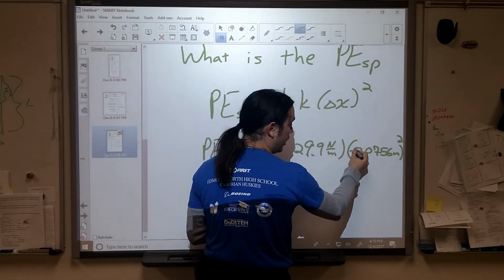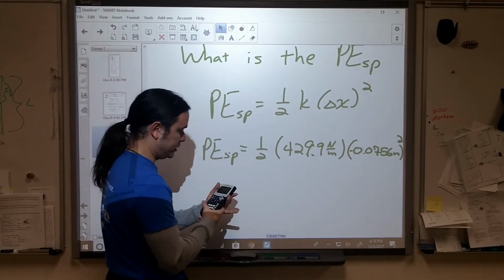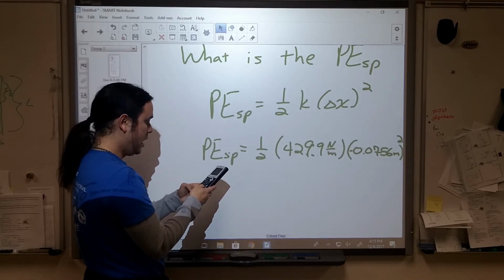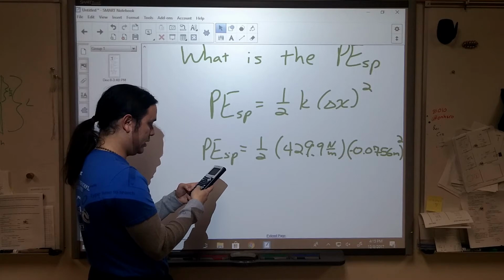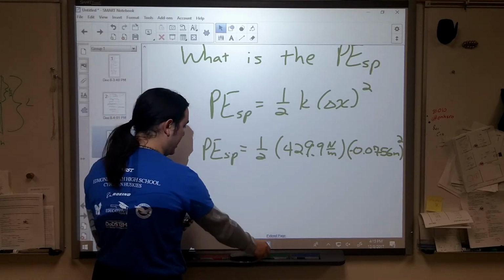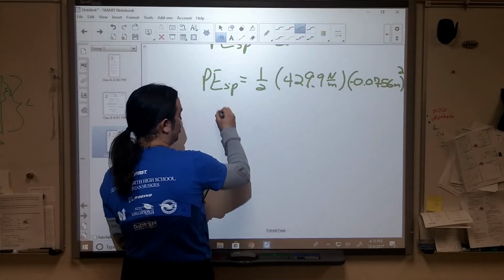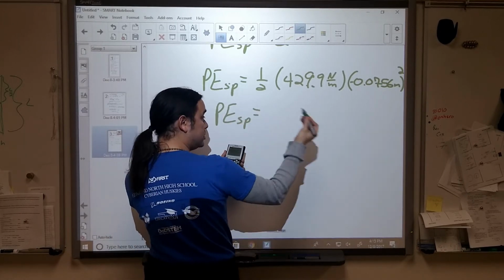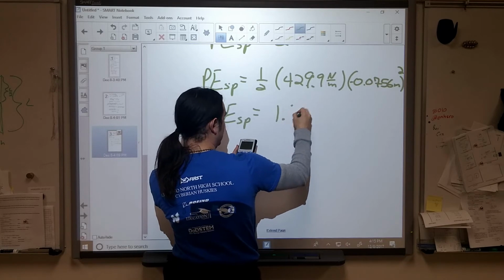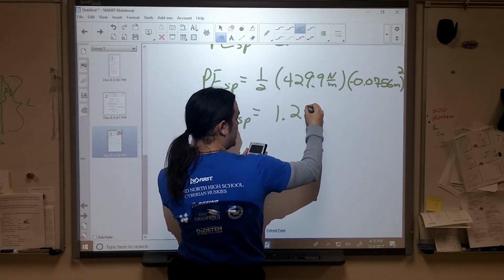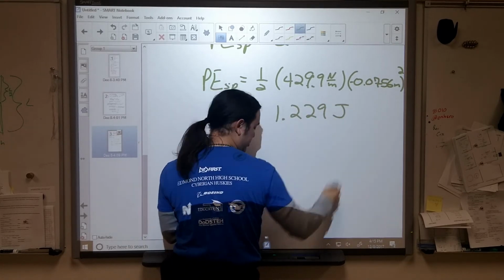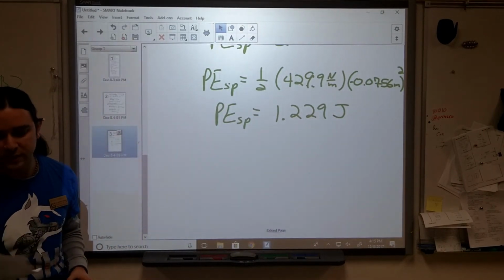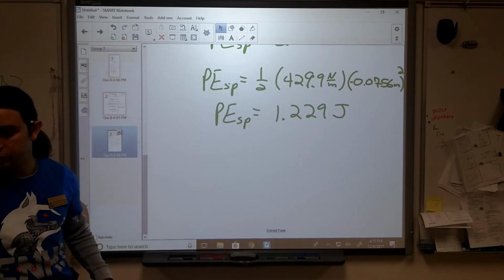Technically, you may be right. There's a negative there, but when we square it, it's not actually going to make a big difference. So technically it is negative. Times 429.9 times 1/2. And we find that the potential energy stored in the spring, which will actually also be equal to the work done, but we'll talk about that later, is equal to 1.229 joules, or 1.23 joules, which is exactly what I've got listed as the solution here.